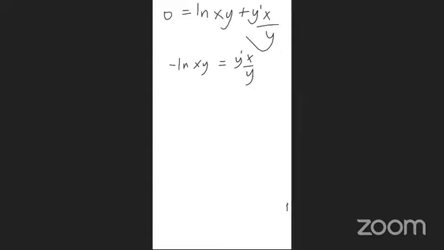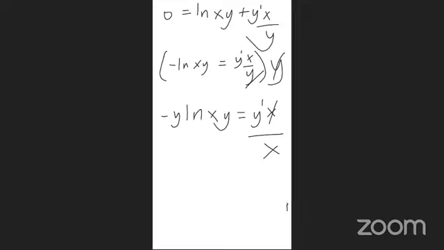So, after we transpose it, we can cross multiply, or multiply both sides by y. So, it will cancel here. So, here it is negative y ln xy is equal to y prime over y prime x, then cancel over x.